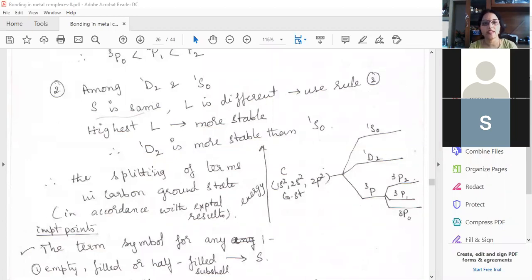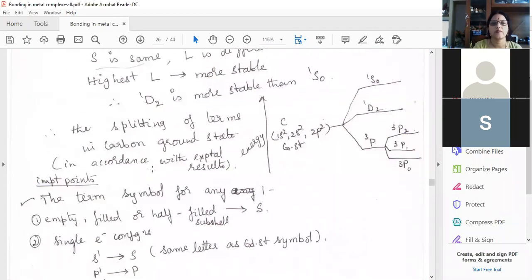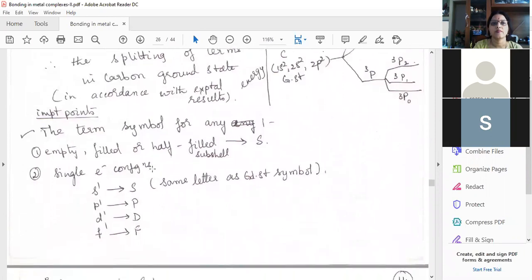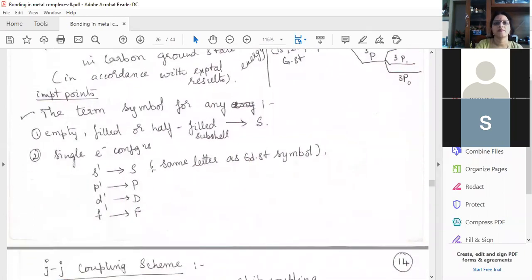Okay, hope you have understood this energy ordering with the help of Hund's rule. Some important points I have just written here. The term symbol for any empty, filled or half-filled subshell is S. And if it is a single electron also, as we have already done, S1 is S, P1 is P, D1 is D, F1 is F.